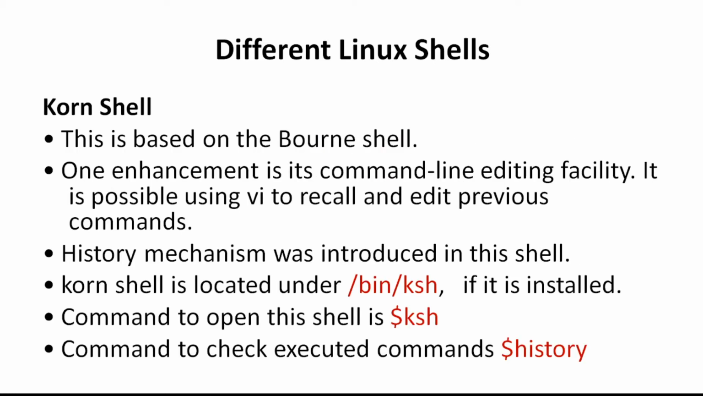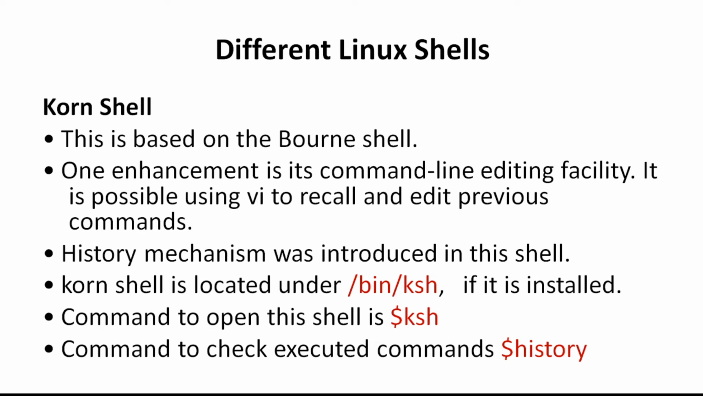The next shell is the Korn shell. The Korn shell is also based on the Bourne shell, and one of its enhancements is the command line editing facility. We can open up the vi editor, edit the previous command, and run it again. A history mechanism was also introduced in this shell, where we can find all the previously executed commands in the history and reuse them.